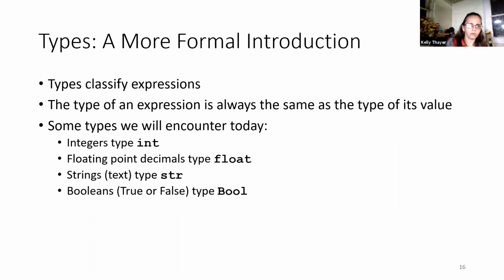So a more formal introduction to types tells us a little bit about how we might need to define those different things. Types are great to classify expressions. The type of an expression is always the same as the type of its value. Some types we will encounter today are integers, type int, floating point decimals, type float, strings, which is text, type str, str for string, and Booleans, which is true and false, type bool.